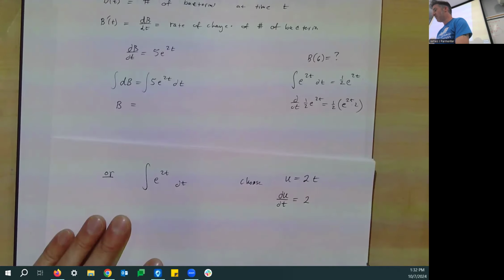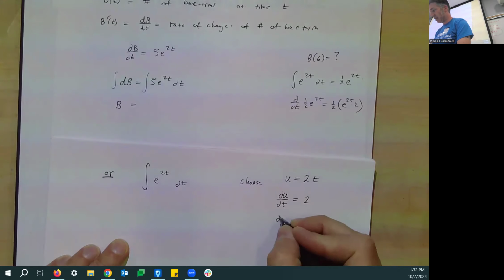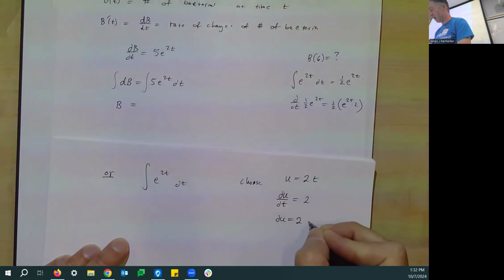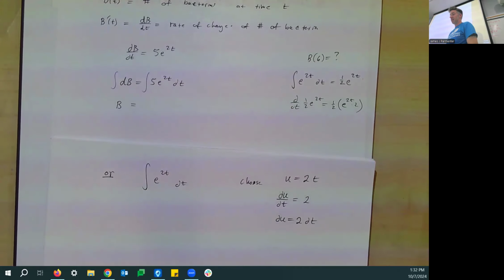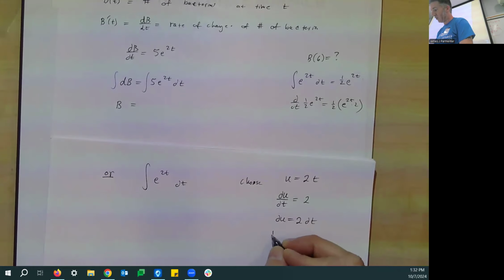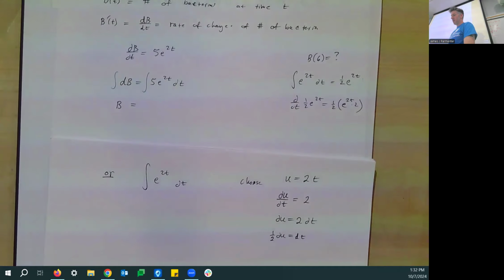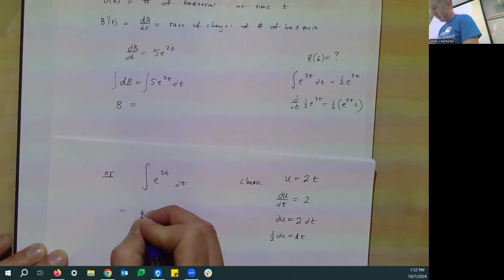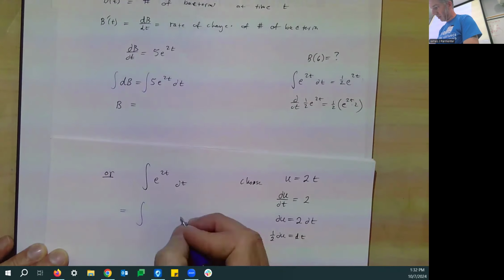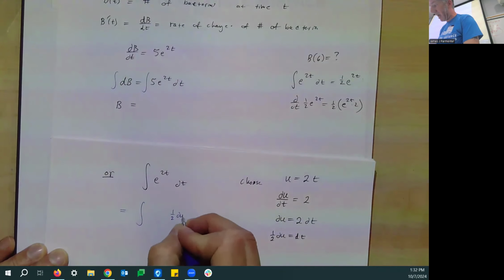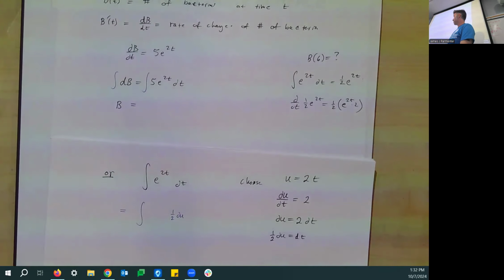And then we're going to isolate dt so we can replace it with something in terms of du. People often skip this step and just say du is equal to the derivative times dt. And then to isolate dt, I'm going to divide both sides by 2 or multiply both sides by 1/2. So that 1/2 du equals dt. So then in my translation process here, I'm first going to replace dt with 1/2 du, and only then am I going to worry about the rest.